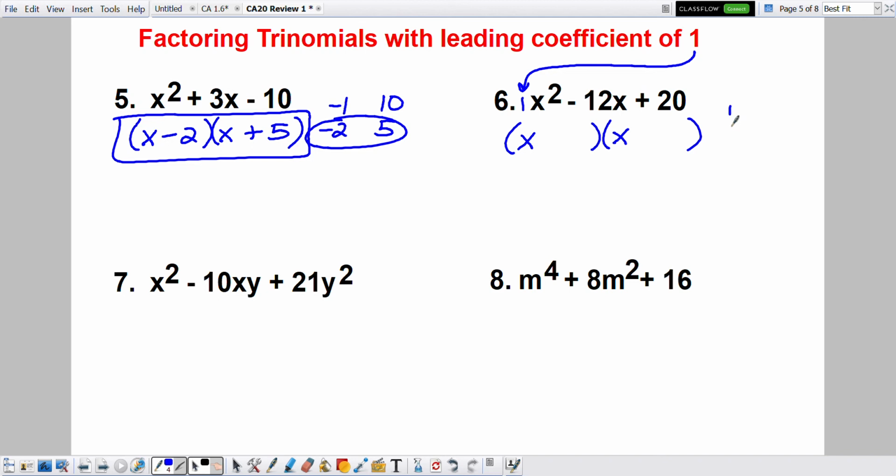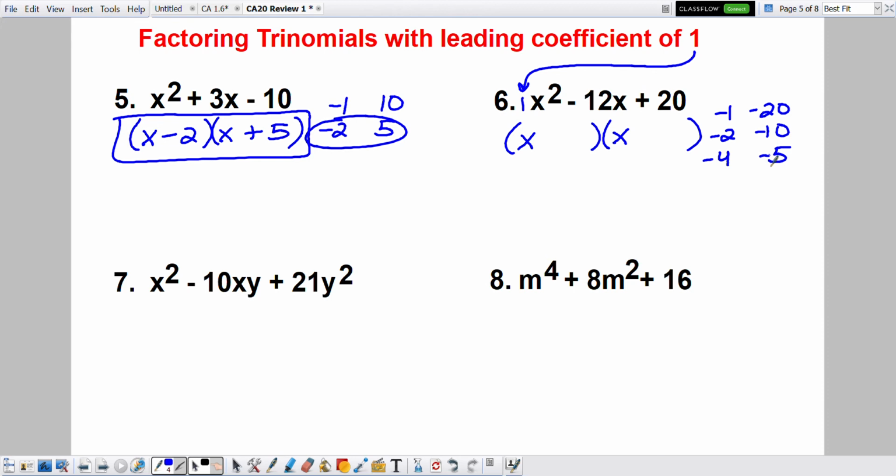Numbers that multiply to be 20 are 1 and 20, 2 and 10, or 4 and 5. Now, none of those would add up to equal negative 12. The only way I can make it add up to negative 12 is if I did a negative times a negative. So they're both negative. Negative 1 times negative 20 is still positive 20, but it gives me a negative middle number.